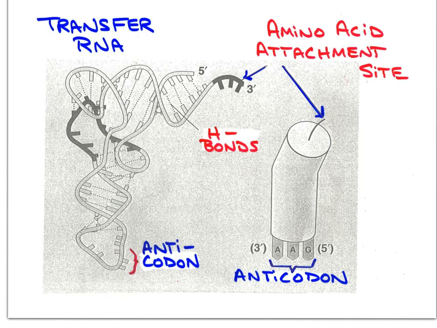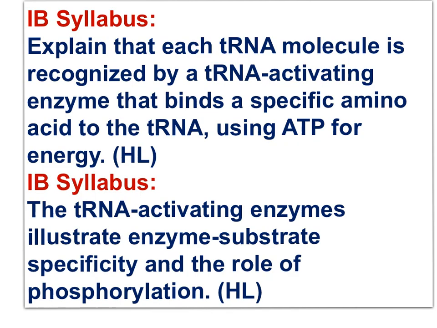Here is another image of tRNA, and on the right side, a highly simplified drawing. Amino acid attachment occurs here in an enzyme-driven process known as tRNA charging, and it involves ATP. So here are the relevant IB syllabus statements. Explain that each tRNA molecule is recognized by a tRNA-activating enzyme that binds a specific amino acid to the tRNA using ATP for energy. The tRNA-activating enzymes illustrate enzyme-substrate specificity and the role of phosphorylation.